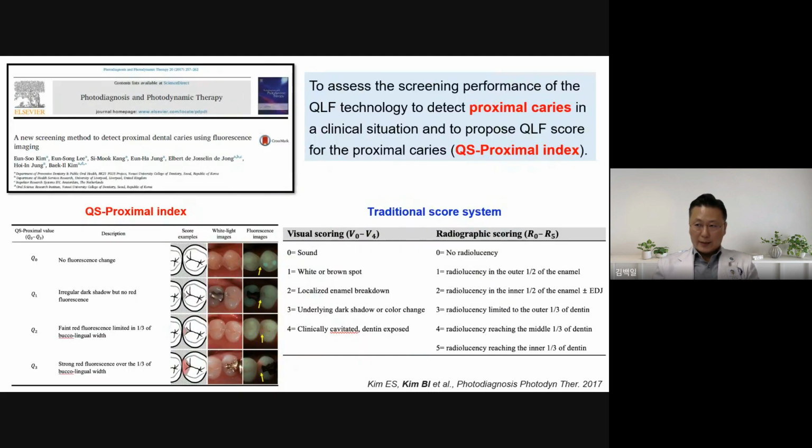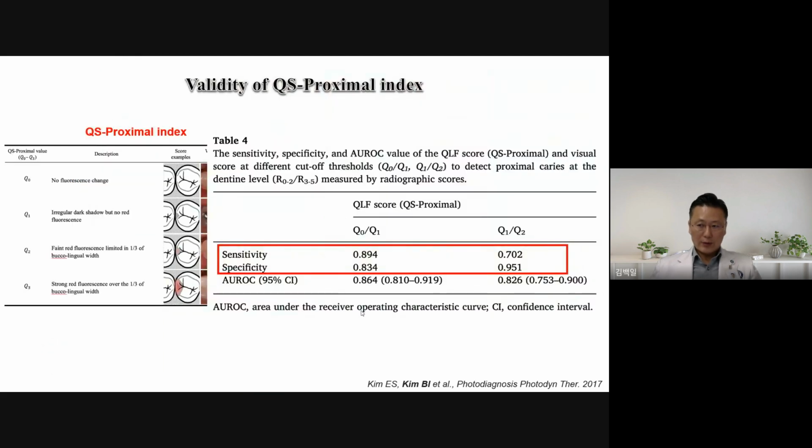Our lab and department published many papers related to the evidence of Curie to detect carious lesions. This is a clinical study, not an in vitro study. We focused on the permanent tooth in the clinical study. We wanted to use Curie to detect proximal carious lesions. So we developed the QS proximal index. We compared this index to the radiograph and the visual inspection. According to our research, sensitivity and specificity are over 0.8. It is a very high level. So this is our first clinical study result.